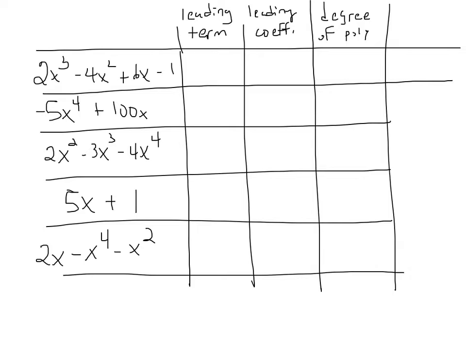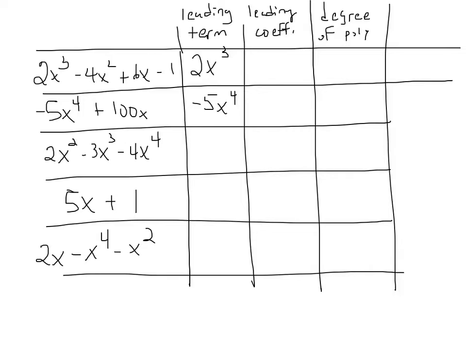The next thing I want to do is talk about the leading term, the leading coefficient, and then we'll also review degree of the polynomial. The leading term, as you know from the handout and from the book, is simply defined to be the term of highest degree. So as we look at all of these polynomials, we're simply looking for the term that has the largest exponent. Let's write them down as we go. So leading term for this first polynomial is 2x cubed. For the next one, it's negative 5x to the fourth.